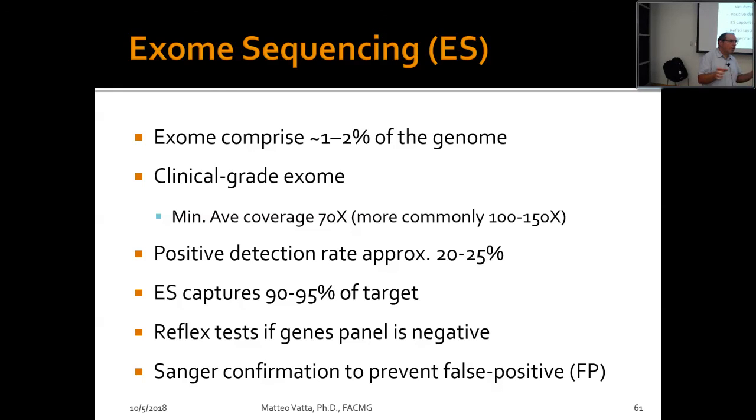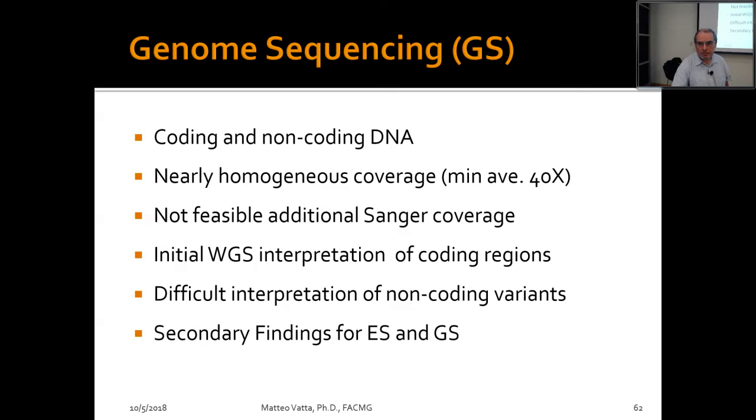Exome sequencing does not capture everything. Not all the targets are well captured, and so there are holes. These can be used as a reflex test if the panels were negative. And they always require confirmation due to the lower depth of coverage.